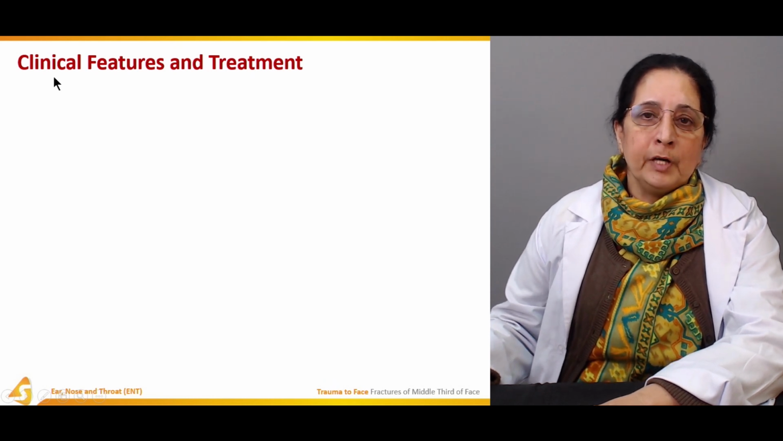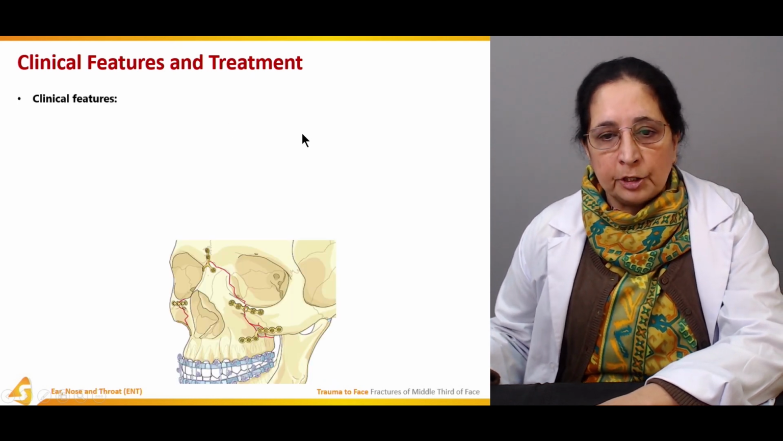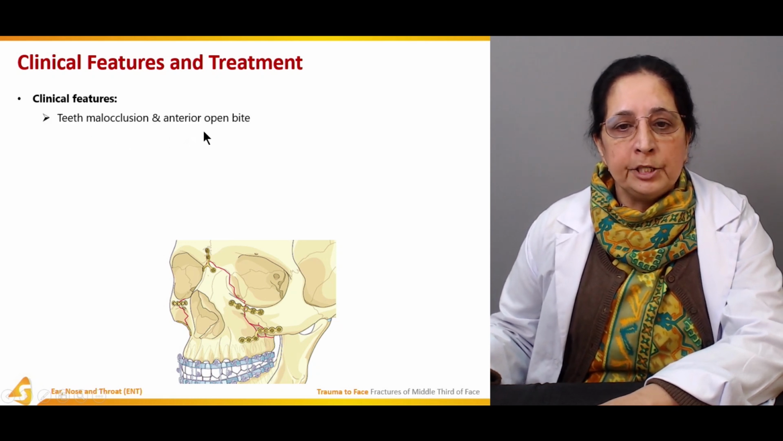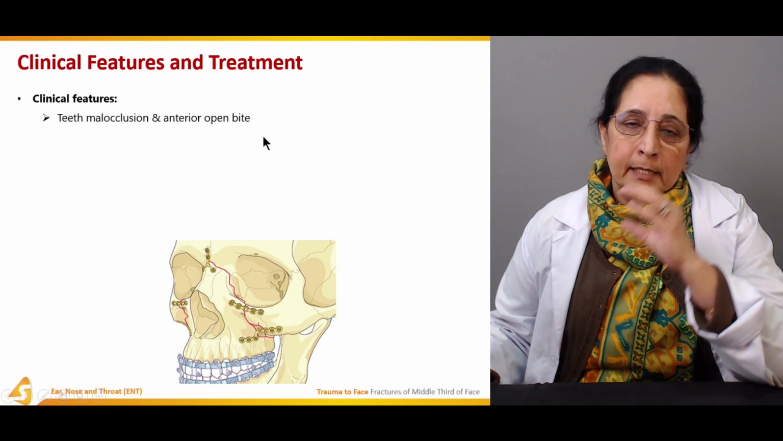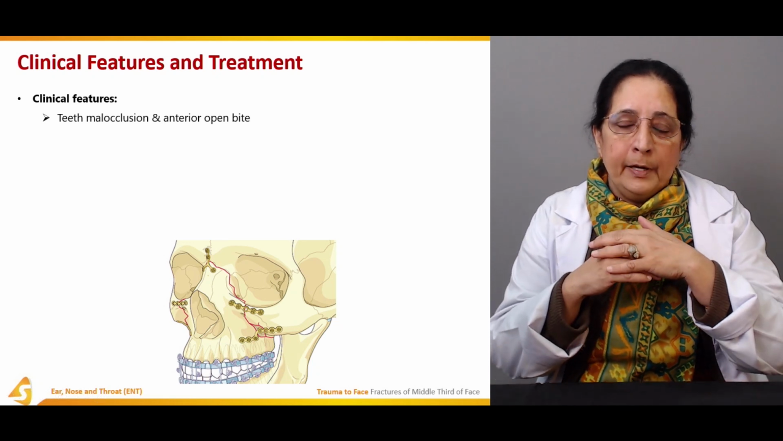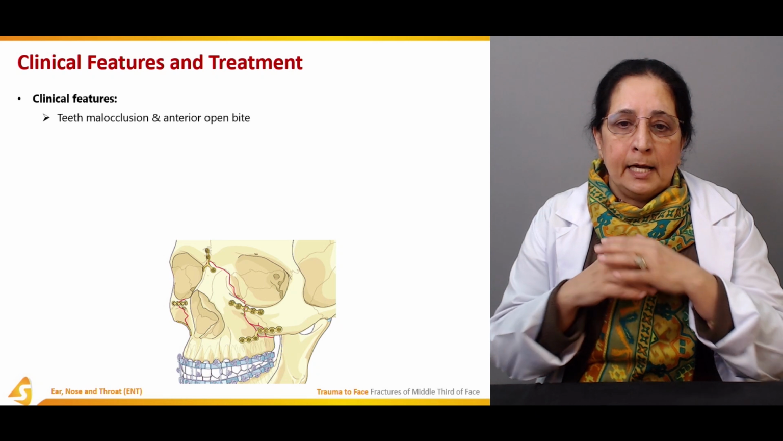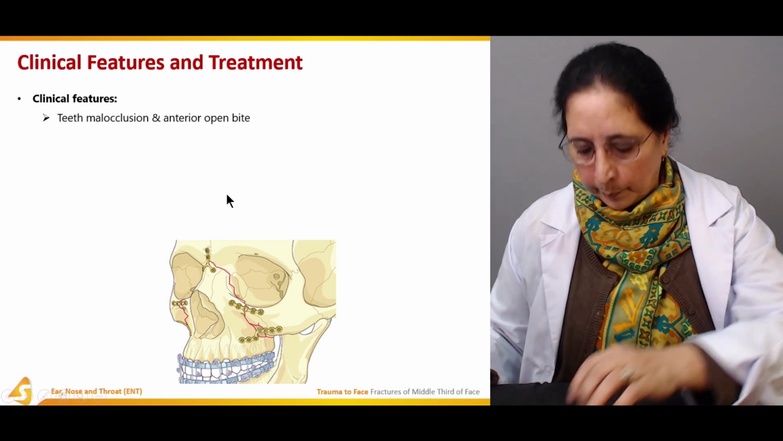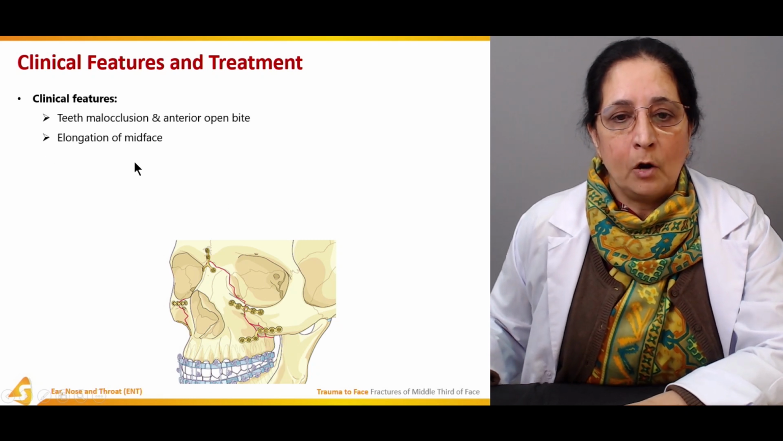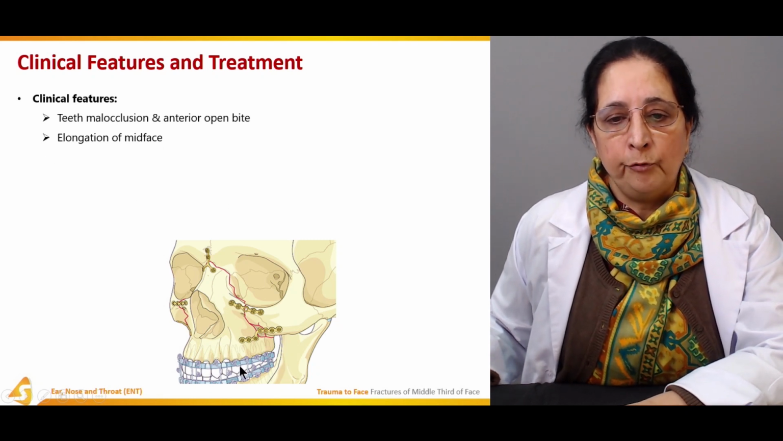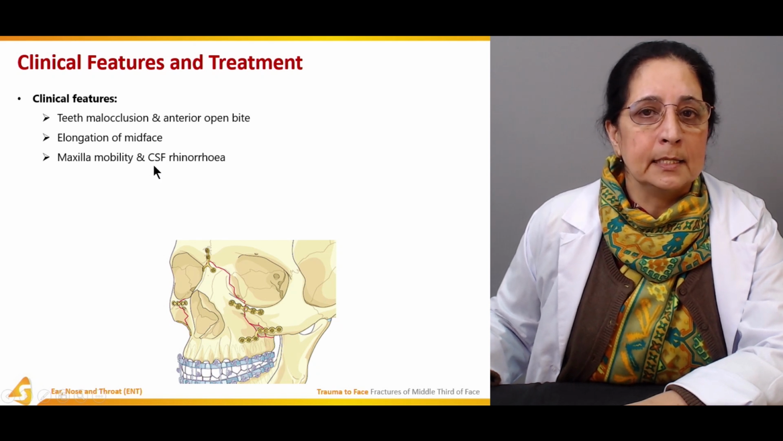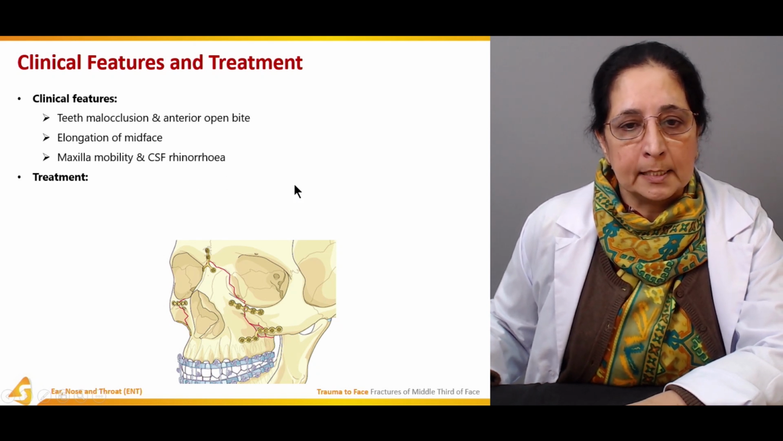Clinical features and treatment of maxillary fractures. We have teeth malocclusion and anterior open bite. The overlapping of the teeth is affected, they are not properly aligned, and there is an open bite. Elongation of the mid-face, maxilla mobility and CSF rhinorrhea are present.